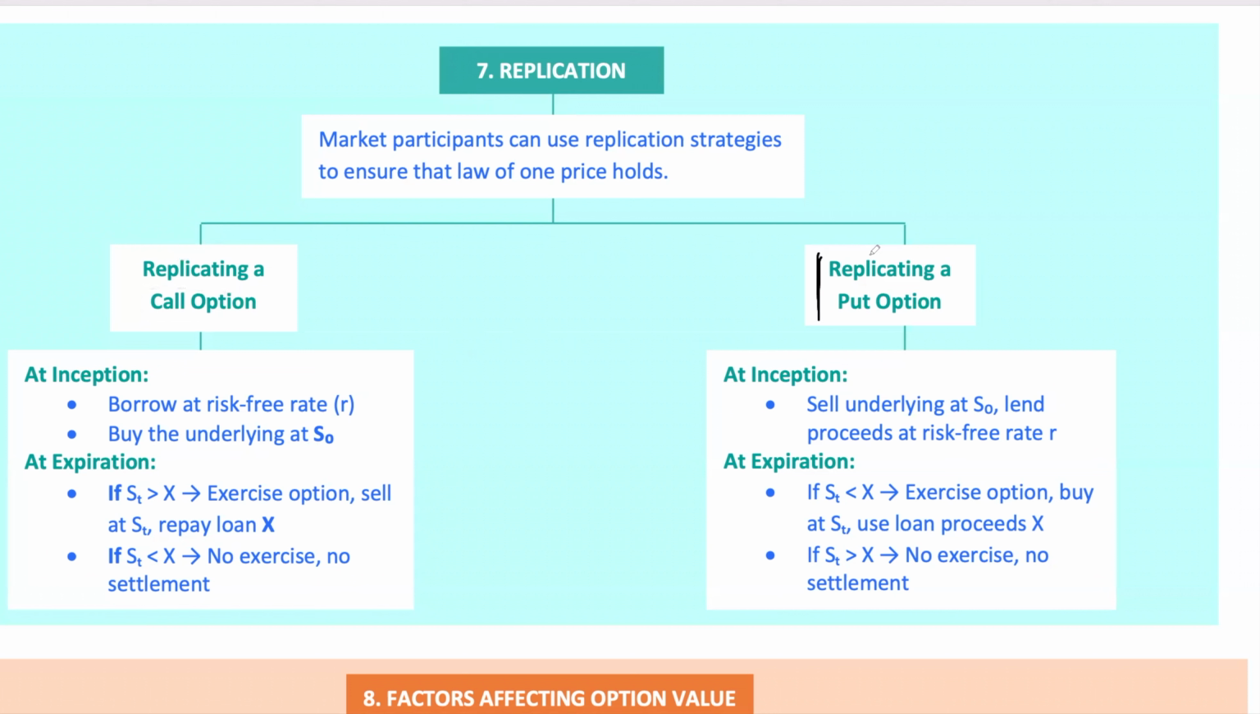You can do a similar trick with a put option by selling the underlying first and then lending the proceeds. At maturity, if the price has dropped, you can buy it cheaply with the loan you made to yourself. If the price is above your strike, you skip exercising altogether. This is a neat illustration of the law of one price. Two instruments that produce the same future cash flows should be priced identically in an efficient market.